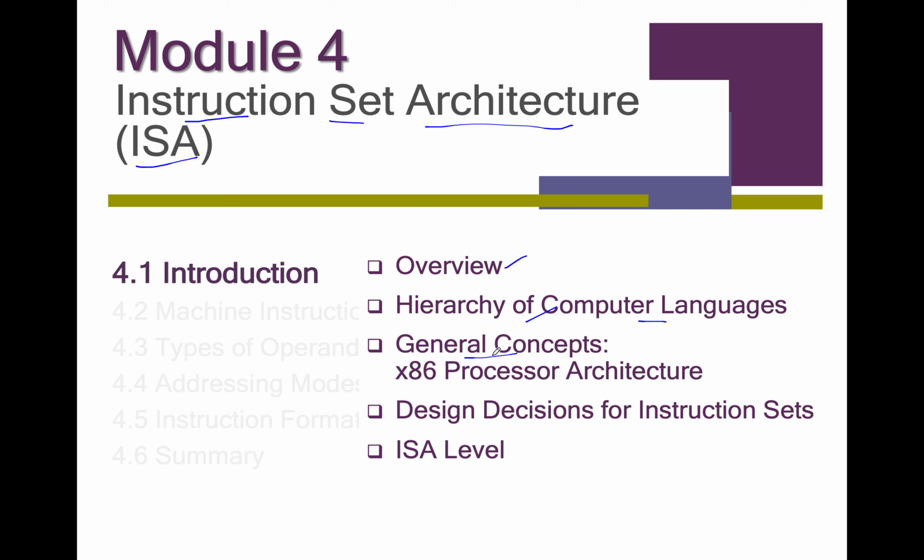And under general concept, x86 processor. Last time I think I did ask you in the class what is basically x86, and you already know it is the processor for the 32-bit system. And we're going to look into the general concept for the architecture. Next, we're going to look into the design decision for instruction set, and lastly the ISA level. So this is basically what we're going to look into in the introduction part.